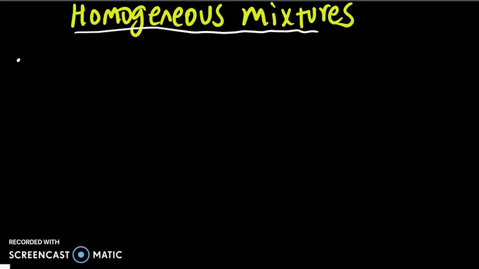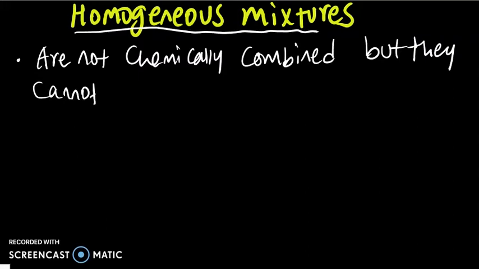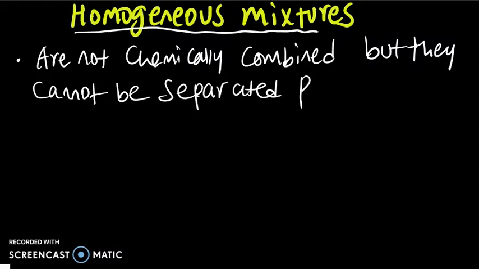What makes a homogeneous mixture unique is that the different components are not chemically combined, but they cannot be separated physically on standing. So you cannot just separate a homogeneous mixture like that.